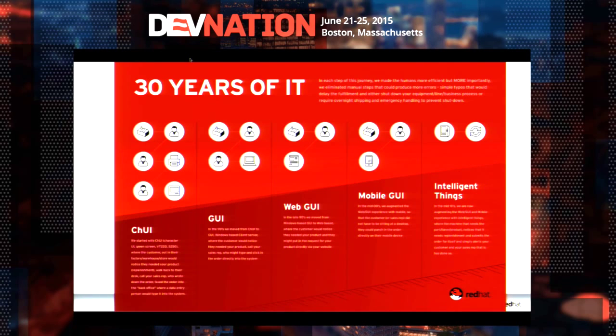But this is just from my own career path, right? I just thought, okay, what have I done over the last 30 years or so? And I wanted to think that through. And I started out in the Chewy world, is how I refer to it now. Character UI, right? VT220 or VT100 is what we used to do. Green screen, amber screen. Maybe you were a 5250 or 3270 person. But that's the world we used to live in.